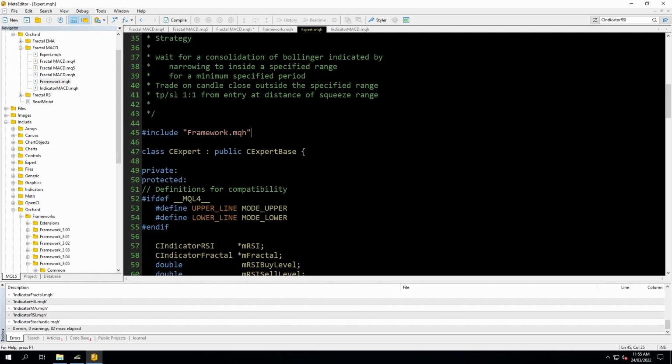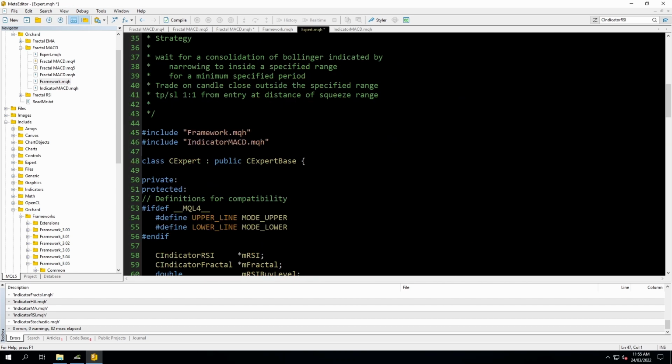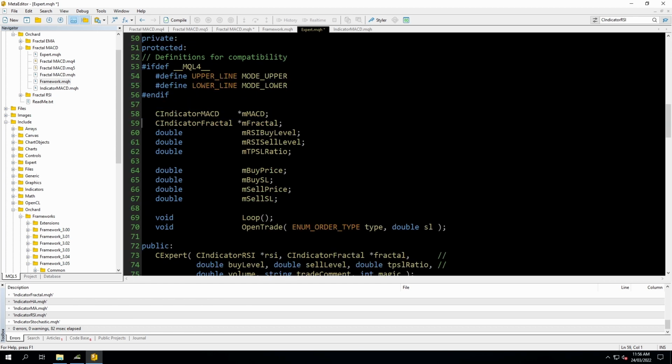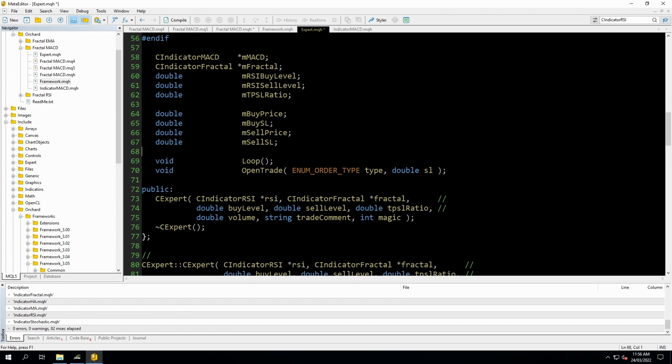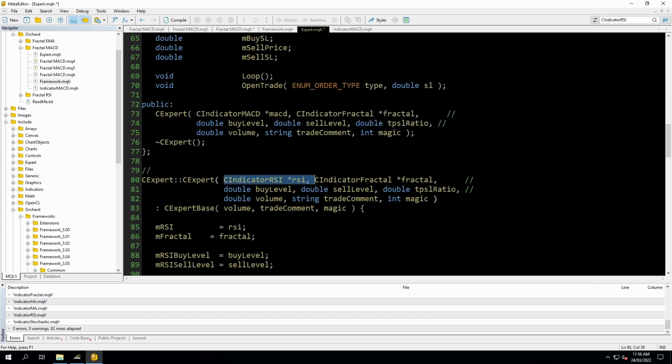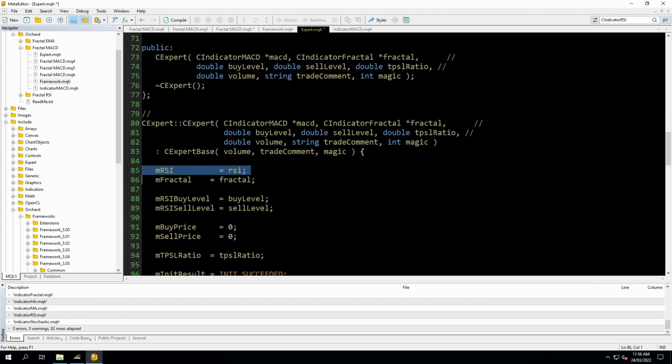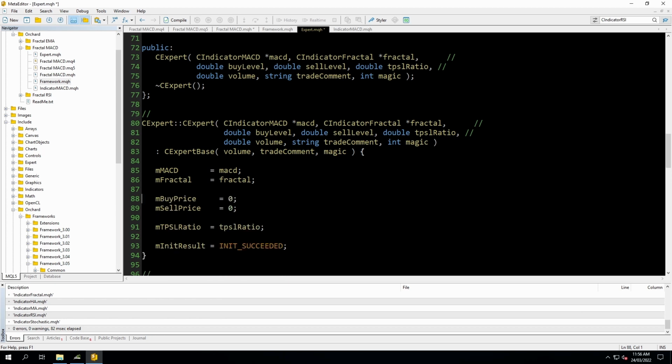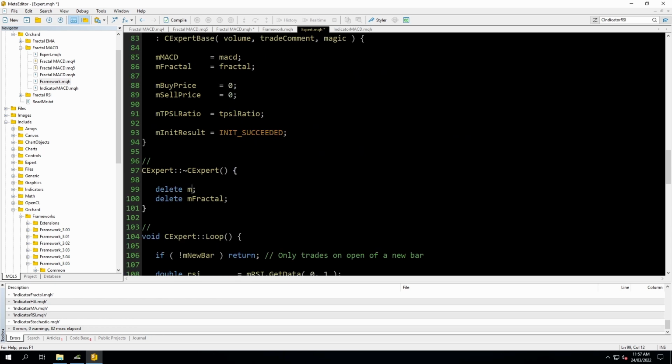The expert, again, I'll just include the indicator MACD here. Because it's not actually part of the framework, I need to include that separately inside the rest of my code. Replace CIndicatorRSI with CIndicatorMACD. In the constructor, I do the same, replace the RSI with the MACD. Replace the assignment there, MACD now equals MACD. I don't need these buy and sell levels from the RSI. The delete statement here becomes MACD.